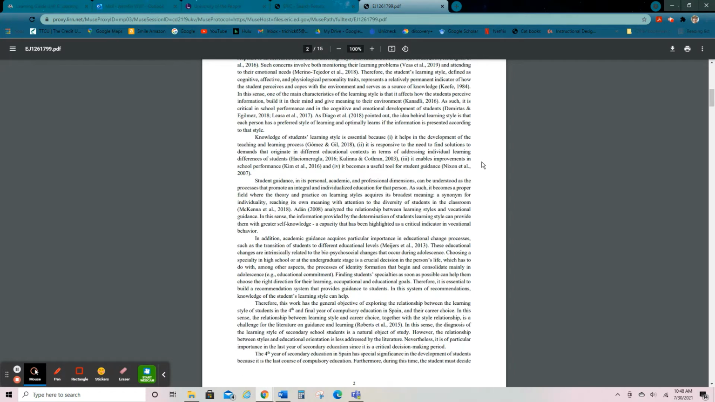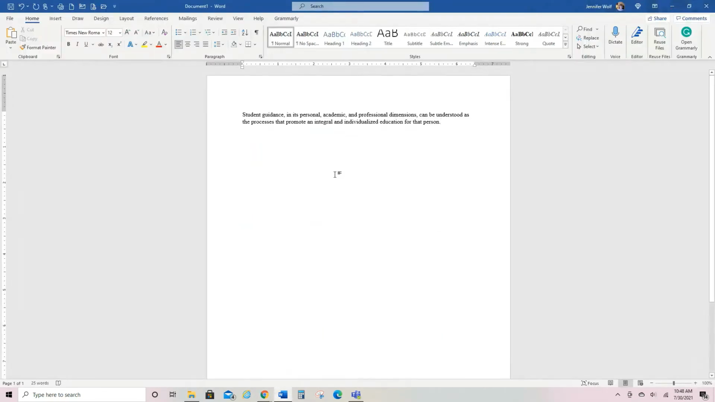And these are the in-text citations, but I'm going to show you how you would do it if you were writing this paper. So we're just going to take this first sentence, and I'm just going to copy and paste because, say, I've decided that this is an incredibly powerful statement, and I don't want to change any of the words because it would take away from the meaning.